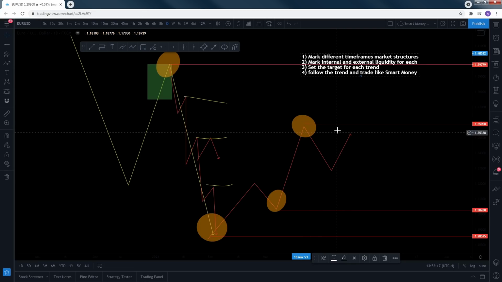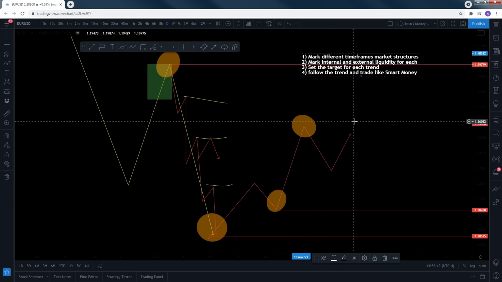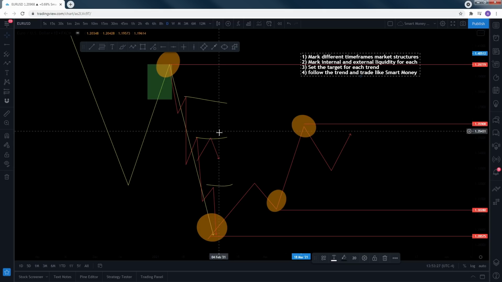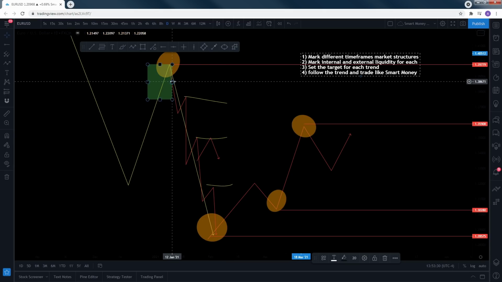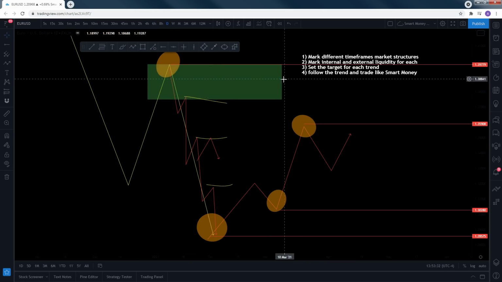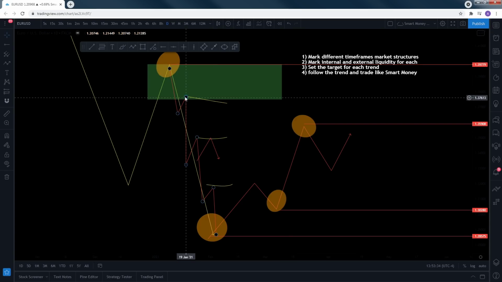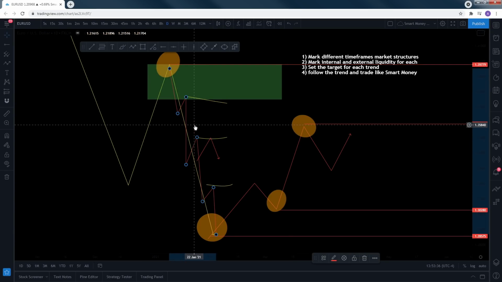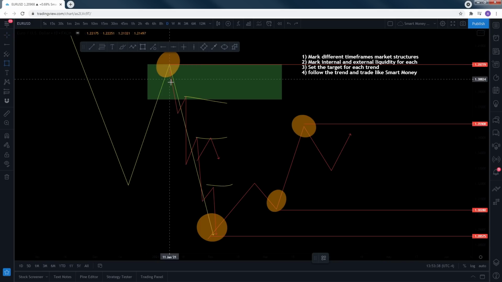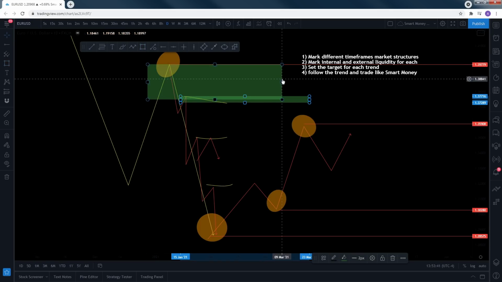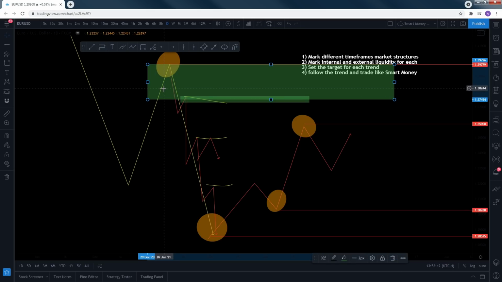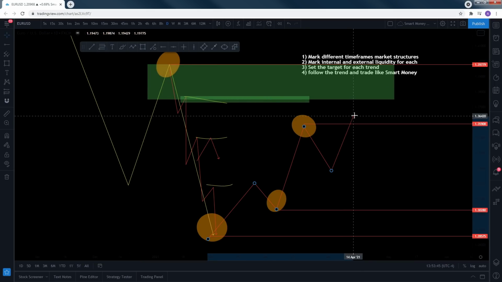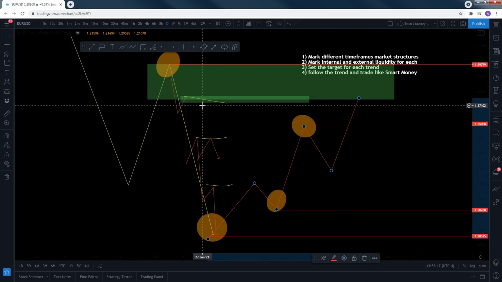Set a target for each trend. We have a clear bullish trend on the 1 hour, and which do you think is going to be a target? We clearly have some old highs and the main order block, so the target could be hitting this order block and maybe this lower high that initiated this down move here. So we have as a target potentially this point of interest, which is inside of the order block, but most importantly, at least touching this order block right here. So this bullish move is going to continue being bullish until we hit this level. And then follow the trend and trade like smart money.